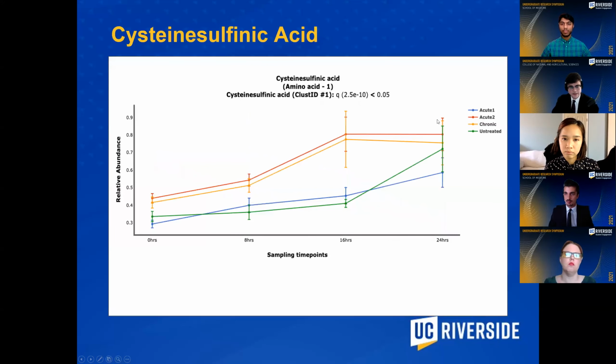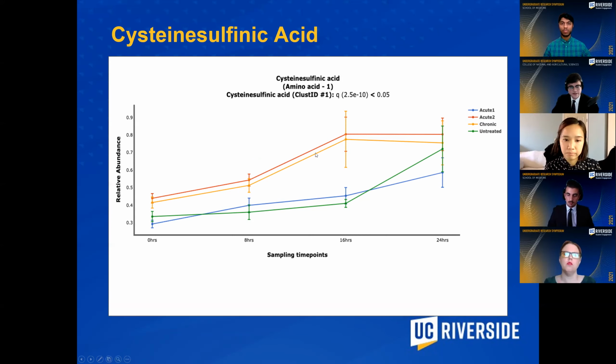Cysteine sulfonic acid, this is a non-coded amino acid. It does play a pretty significant role in amino acid metabolic pathways. It's also important in taurine metabolism, of which it's a precursor. And so taurine does play a neuromodulatory role in insects.